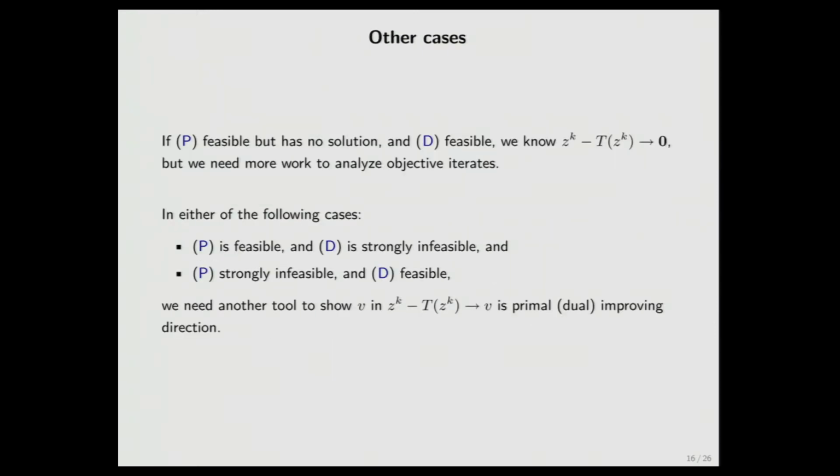However, there are other cases where you cannot directly or easily generalize from the operator result. Here are some other questions we ask ourselves and try to get results on. Now, if the primal is feasible but has no solution, because no point can attain that solution, then we do know that this fixed point residual is going to converge to 0. But we need more work to actually say the objective converges to the best objective possible. There are also two cases which are primal-dual symmetric. So in this case, the primal is feasible, and the dual is strongly infeasible. This is the case where you have an improving direction, right? And then we need to use some tool to show that the displacement vector actually gives you an improving direction. So this has to connect to the function values.